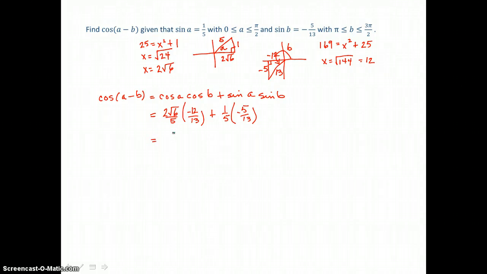And simplifying, getting these products, I have 2 square roots of 6 times negative 12, that's negative 24 square roots of 6, over 5 times 13, which is 65, minus, positive times a negative is a negative, 1 times 5 in the top, and 5 times 13 in the bottom again is 65. So I have a common denominator, so I can add those numerators and put them over that common denominator of 65. Now there's no radical in the denominator, so this is my final answer. This is the exact value of the cosine of A minus B.